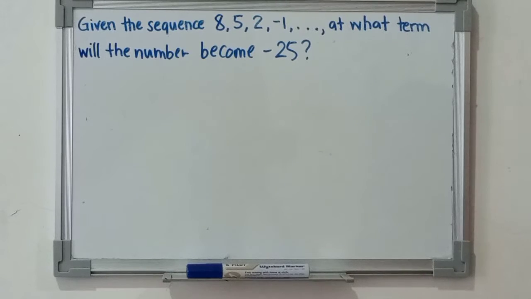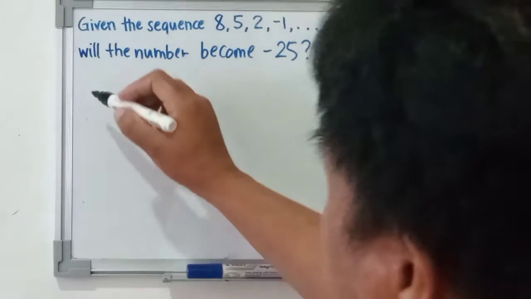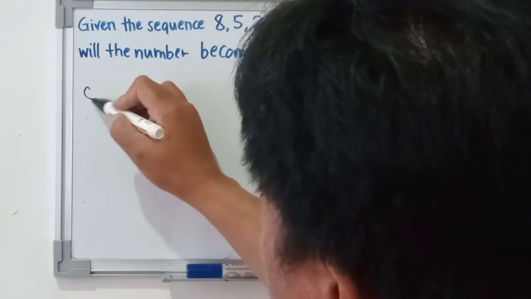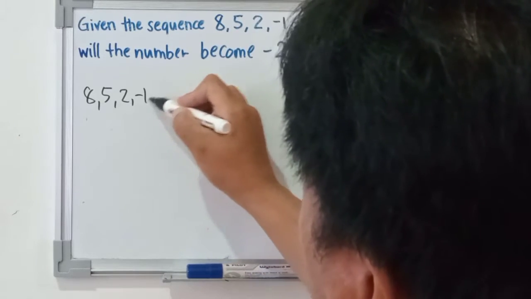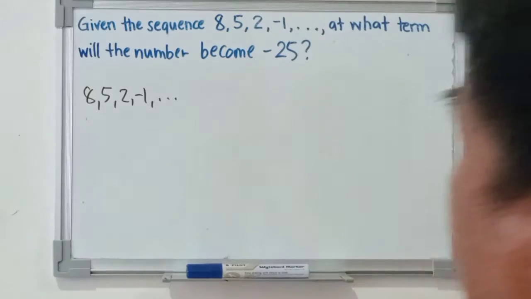In this episode, we're going to solve this number sequence problem. It says, given a sequence 8, 5, 2, -1, and so on, at what term will the number become -25? So first, let me write it here, this number sequence: 8, 5, 2, -1, and so on.